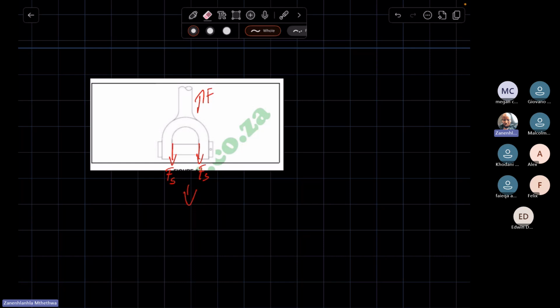Right. So the point here, though, is that the approach is the same. You look at the fact that this will be in static equilibrium, and you use conditions of equilibrium.